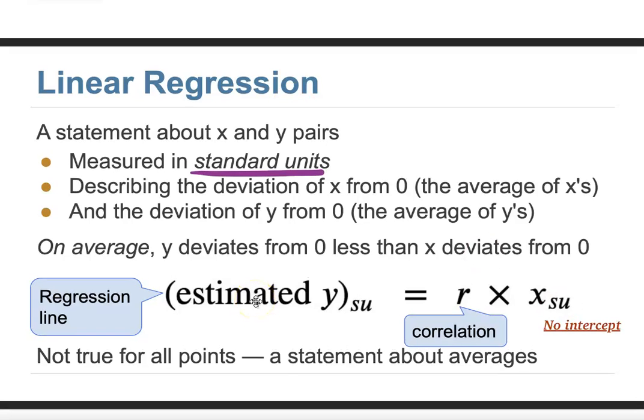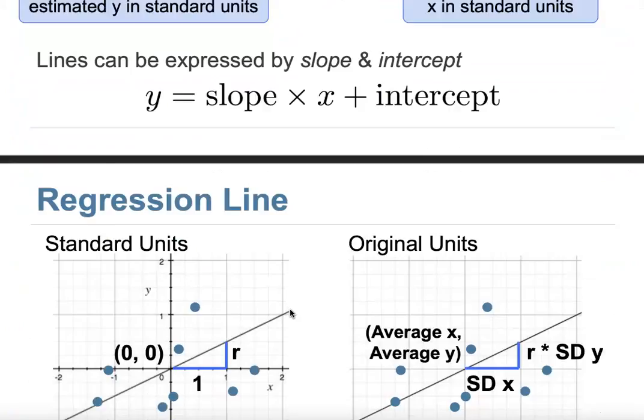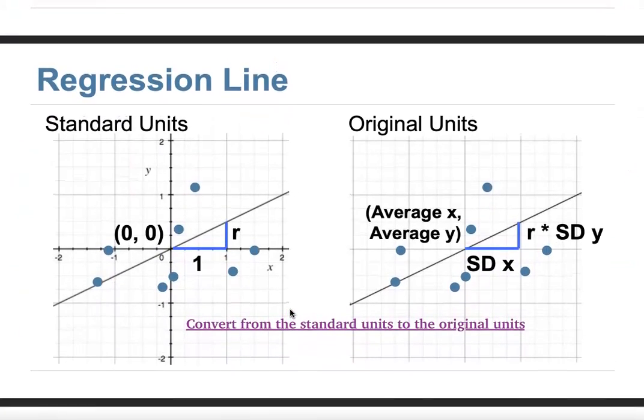So why does that happen? Why, when we use standard units, does the regression line have no intercept? Now you can pause the video, think about what the reason is, and discuss it with your peers. Then here we'll see why.